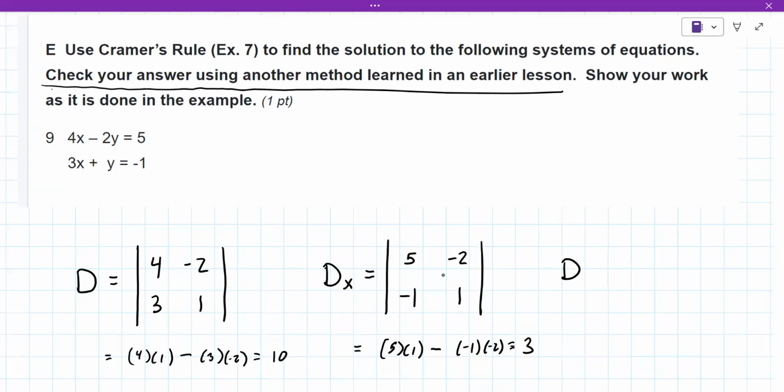And then there's one more, Dy. This time, you take the 5 and -1 and you replace it where the y is. That's why it's called Dy. You replace with the y. So it's 4, 3, 5, -1.